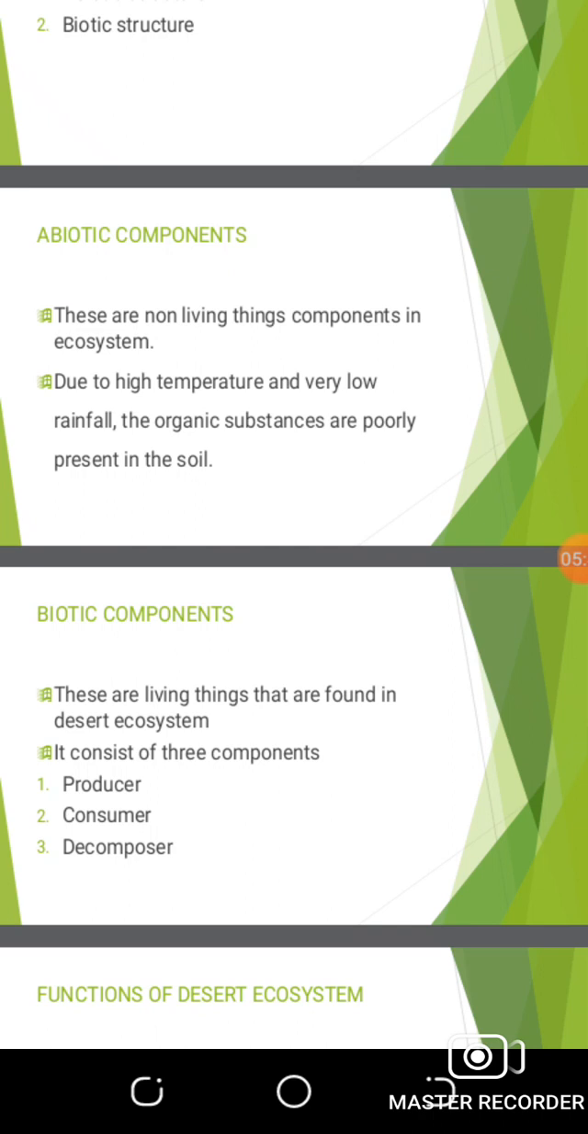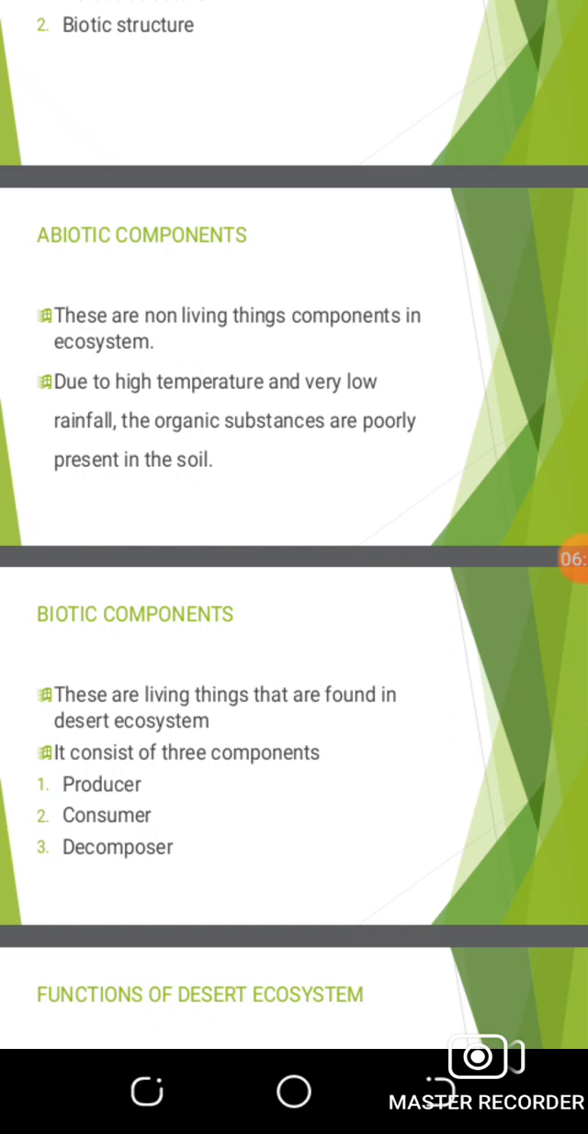These living things make their own food to survive, unlike any other components. The second is the consumer. Consumers are organisms or living things that depend on producers to survive. They wait for the producers to make food, then they depend on them. Some examples are cats in the desert, scorpions, and snakes. They depend on producers to make food, as I already said.